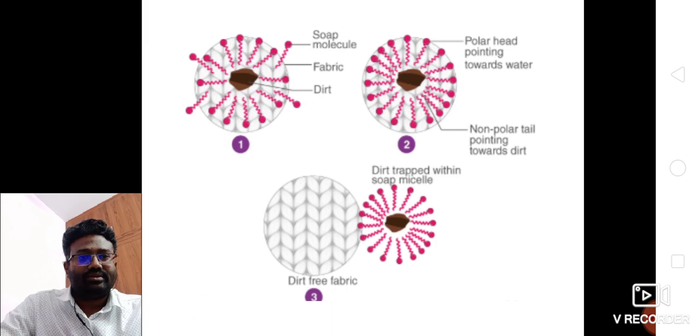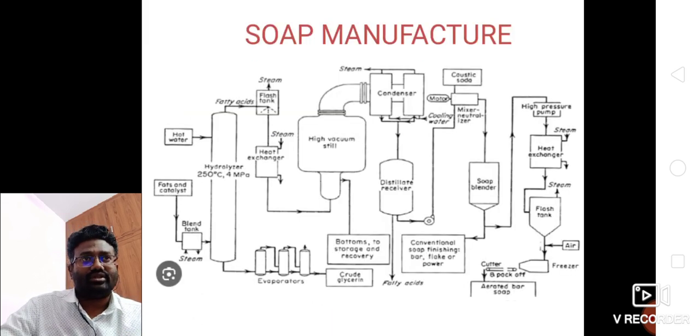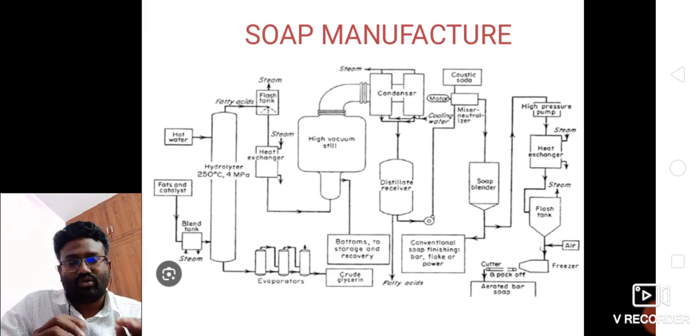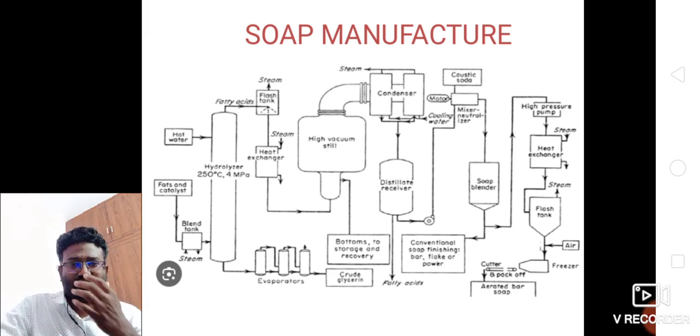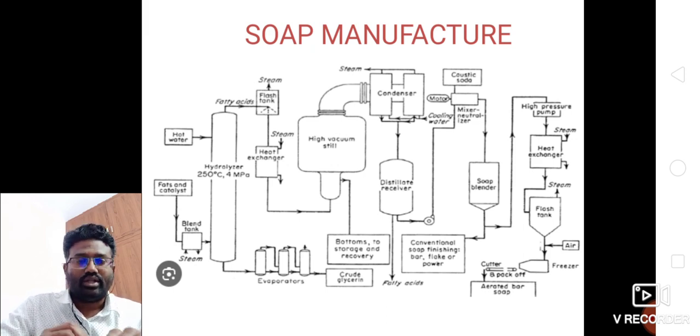So next one is soap manufacture. Soap manufacture is mainly of two types: one is the hot process, the second one is the cold process. The hot process is classified into two types: one is the batch process and another one is the continuous process. Most industries use the continuous process.